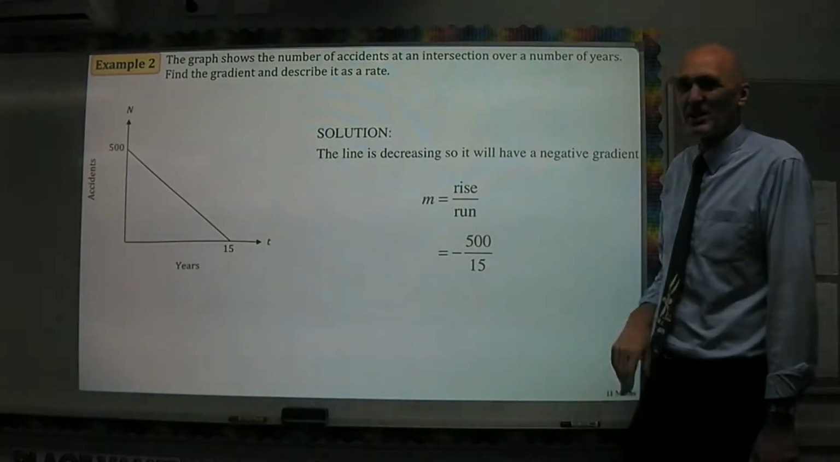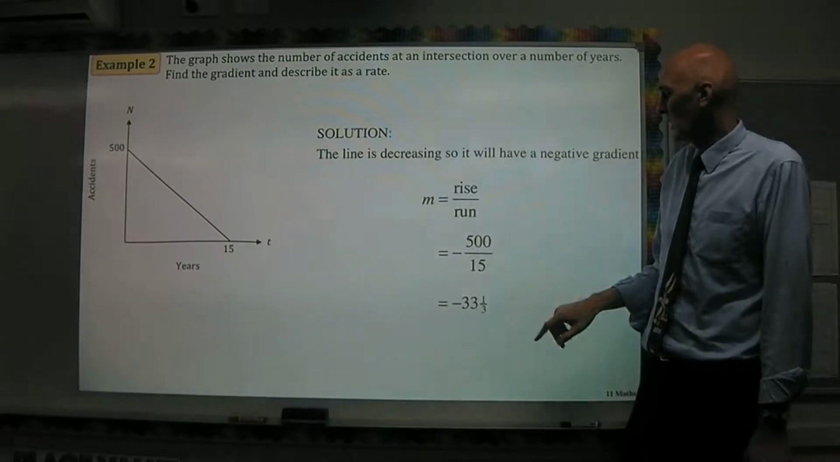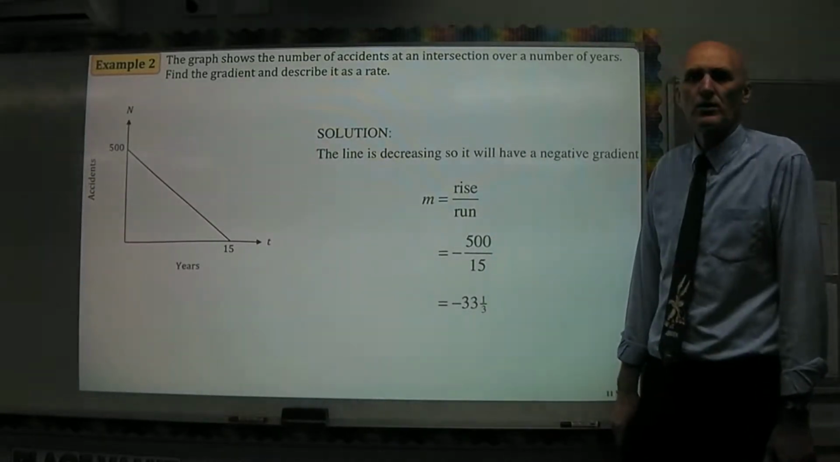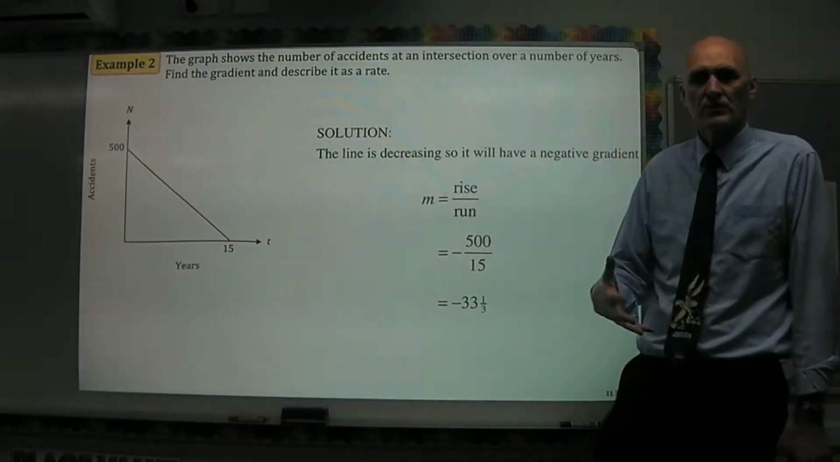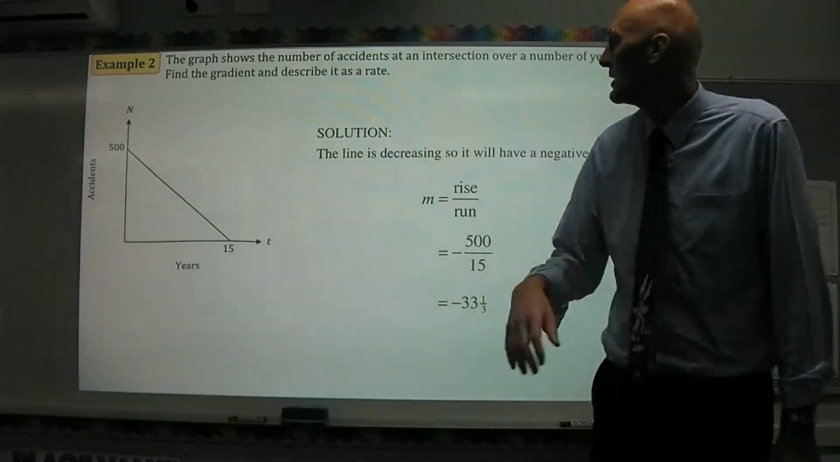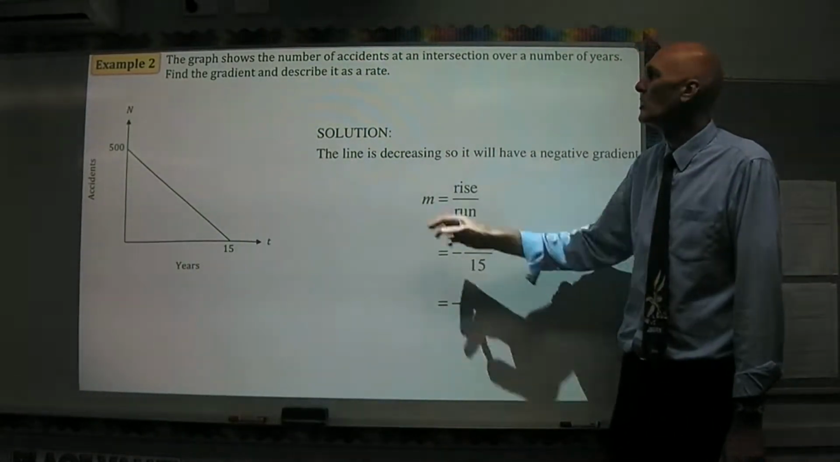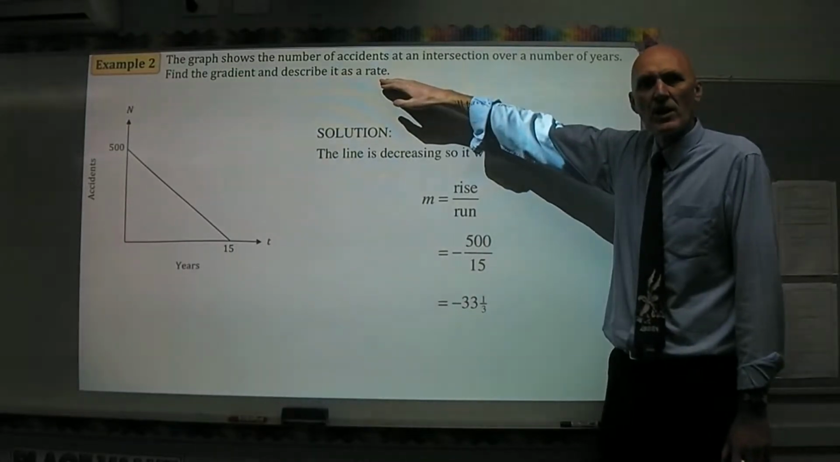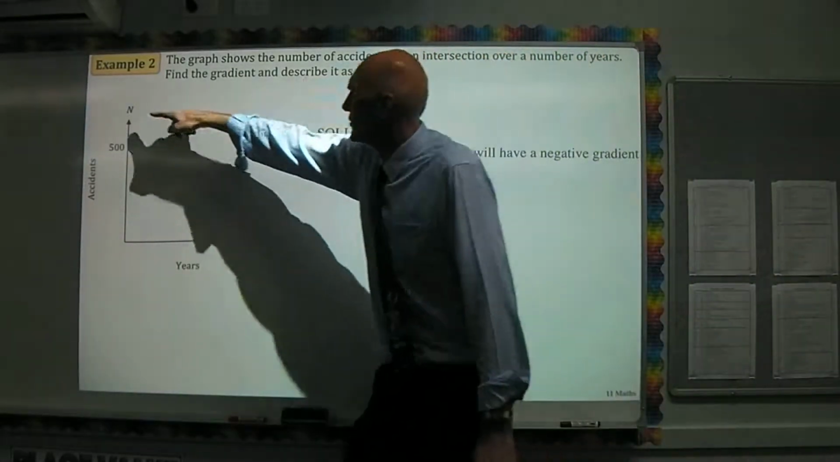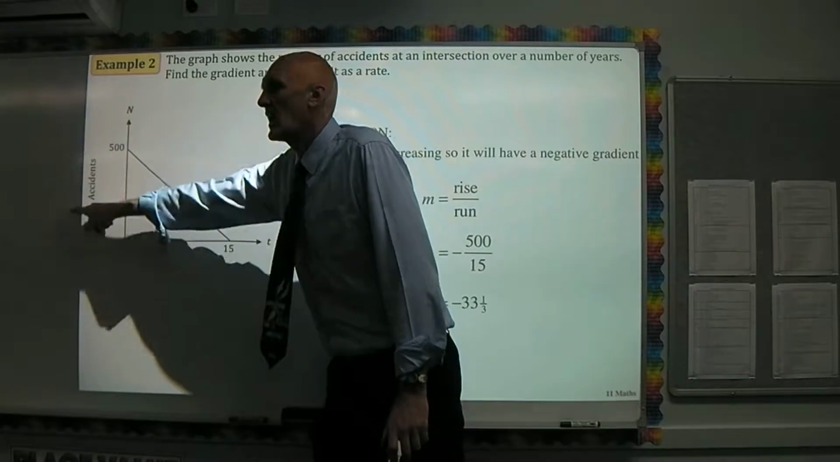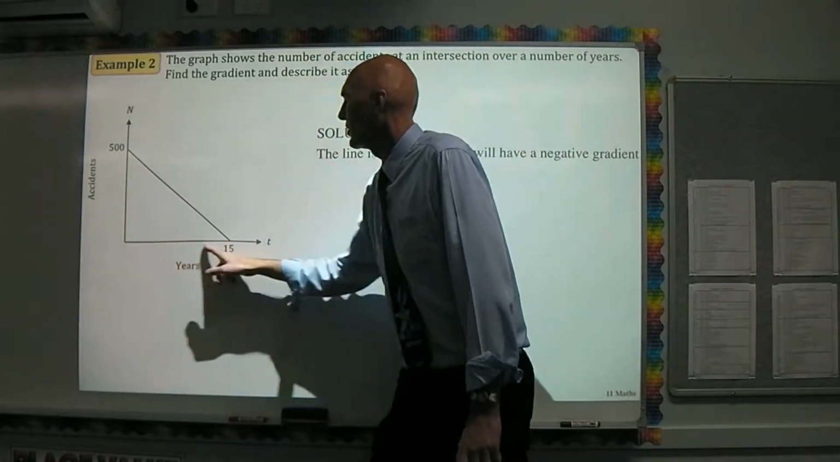If I divide them, that's a bit of a messy one. It works out to be minus 33 and a third if I write it as a mixed fraction. What does that mean? That's my gradient. The gradient's minus 33 and a third, but how would I describe it as a rate? What's the vertical axis? Accidents per year.